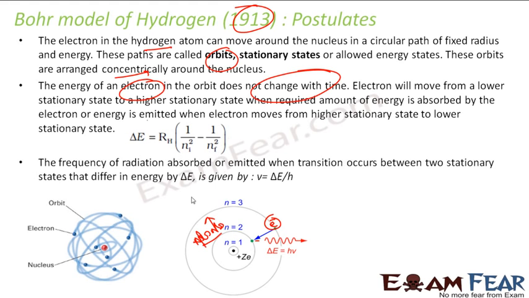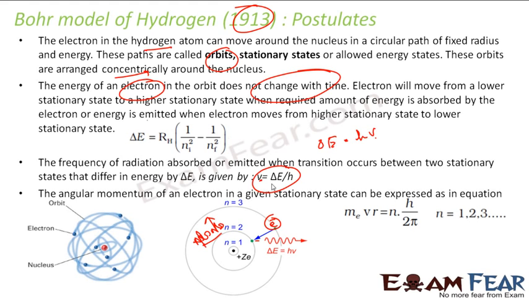And the frequency of radiation absorbed or emitted when a transition occurs between the stationary states is nothing but, you see, delta E, which I can also write as h nu. So nu is nothing but delta E by h. So we got the frequency as delta E by h. Correct.